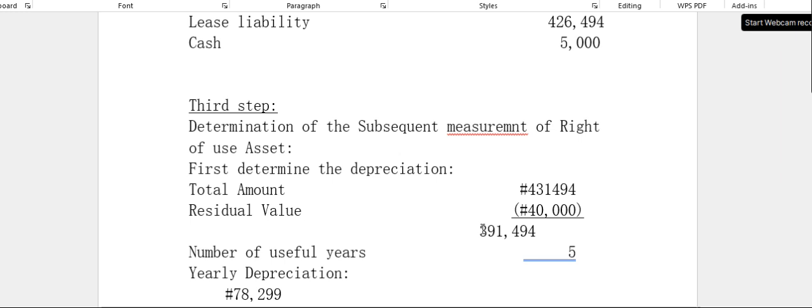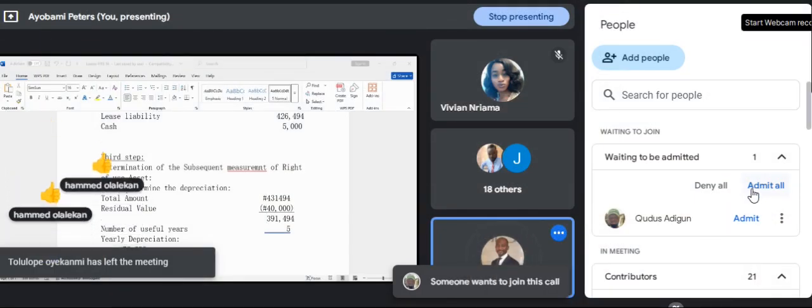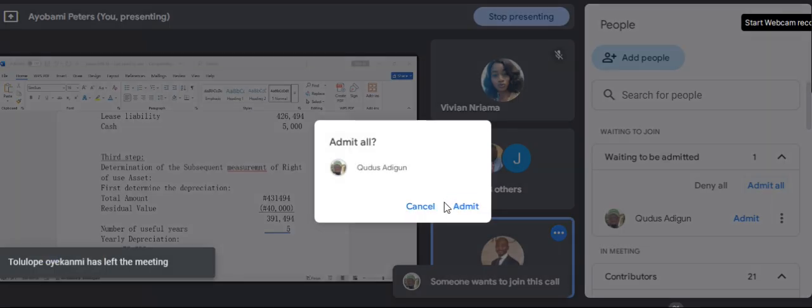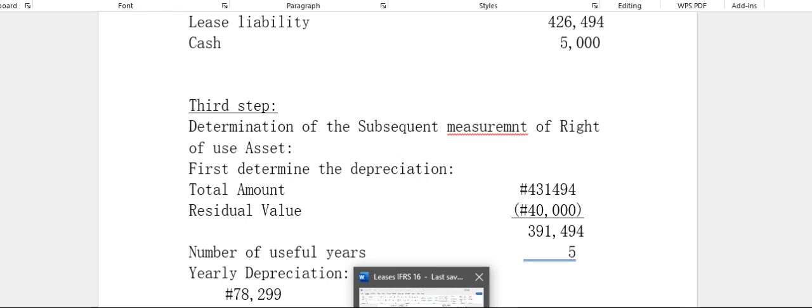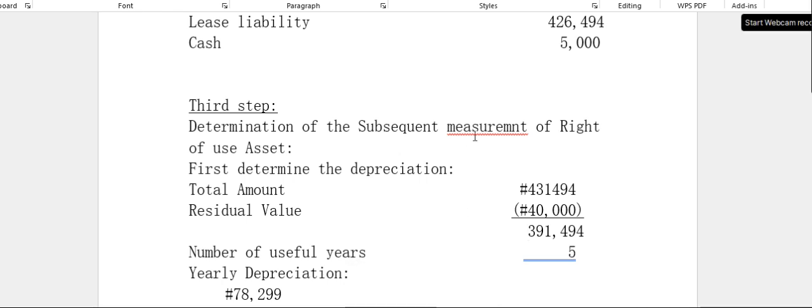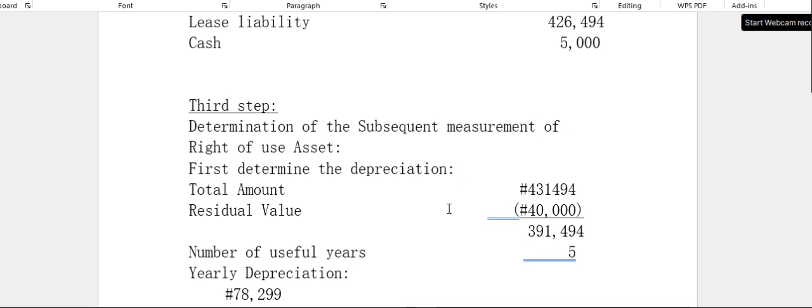Are we still together? So this is how to do it. We have done the initial measurement. The initial measurement of the right of use of asset is 431,494. And then the subsequent measurement, which is also the second year and above measurement.